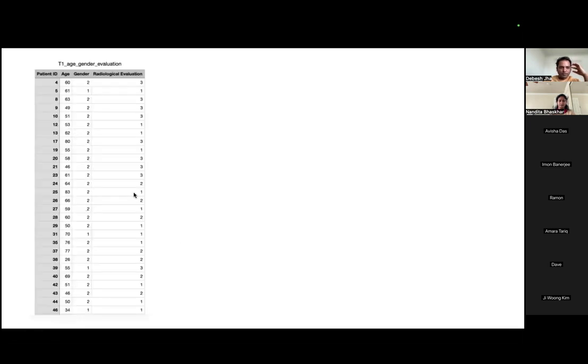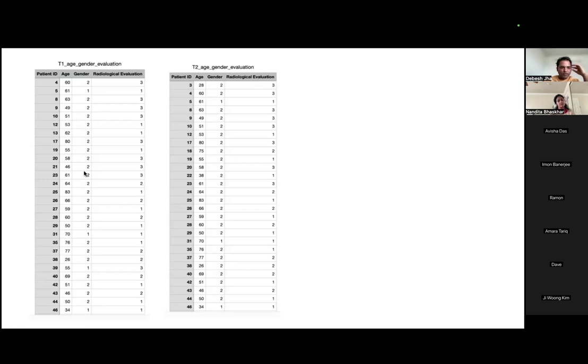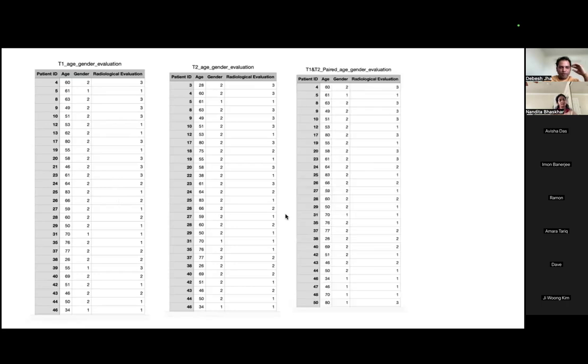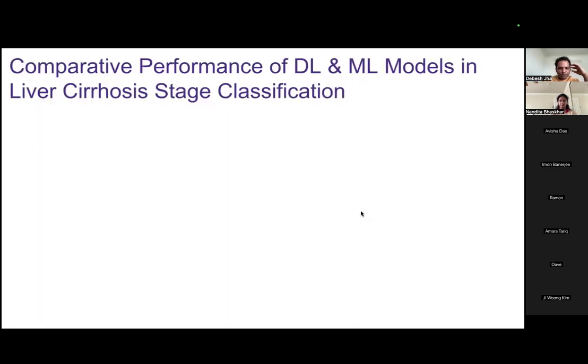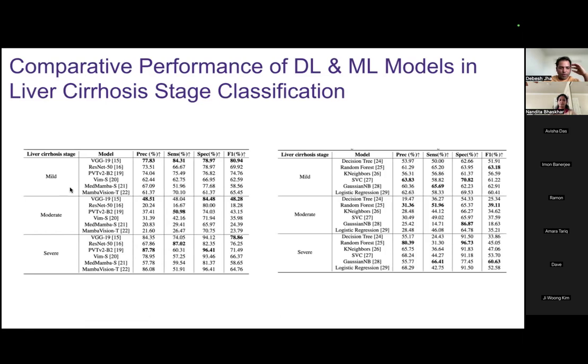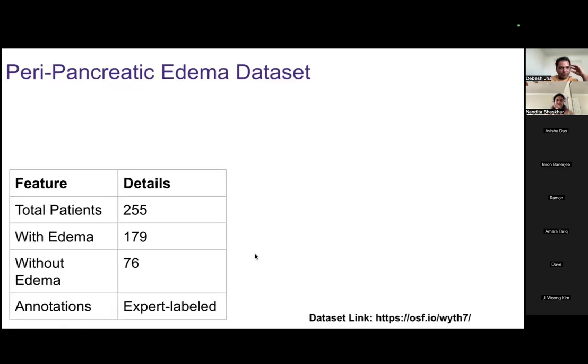This is a CSV file that I took a screenshot of. Here you have, for example, information related to patient ID, age, gender, radiological evaluation, and here are the values and what they refer to. We also benchmark mild, moderate, and severe classification using deep learning, and radiomics with machine learning approaches. If you see the result, I think the transformer-based approach is usually better for all of this. So now let's move on to our second data set.